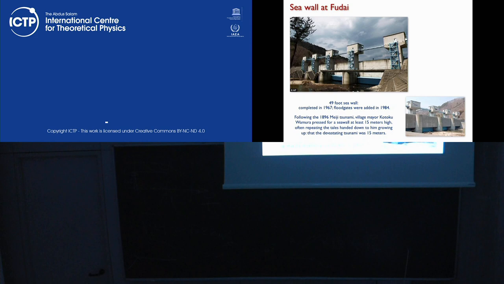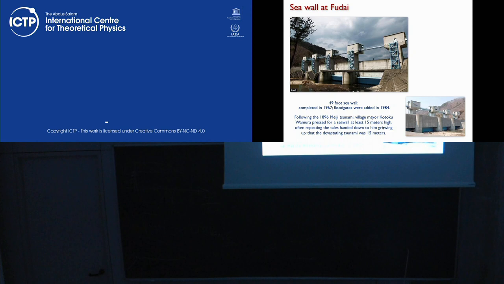Because the mayor at that time said, the elders remember that after the Meiji earthquake, in some places, tsunami height was reported to be 10 meters. So maybe the code was saying, put 6. He decided to build a taller wall. Now you can imagine how difficult is this decision, because you're going to spend a lot more money. But he decided to act in that way in 1984. Well, okay, you have to know that this sea gate protected that village because it was taller than the prediction of the code.